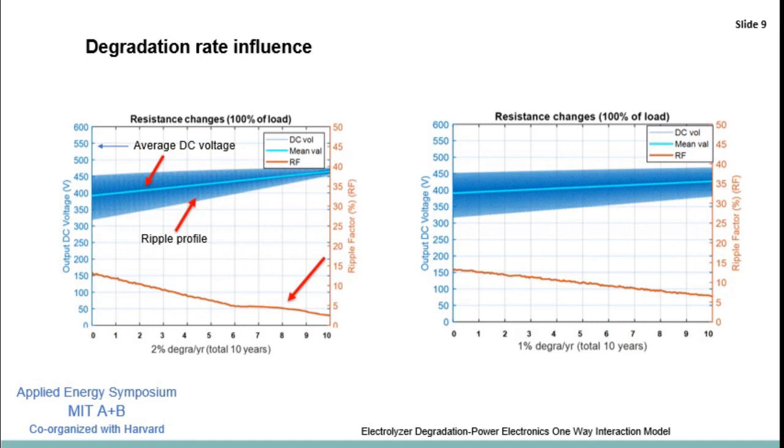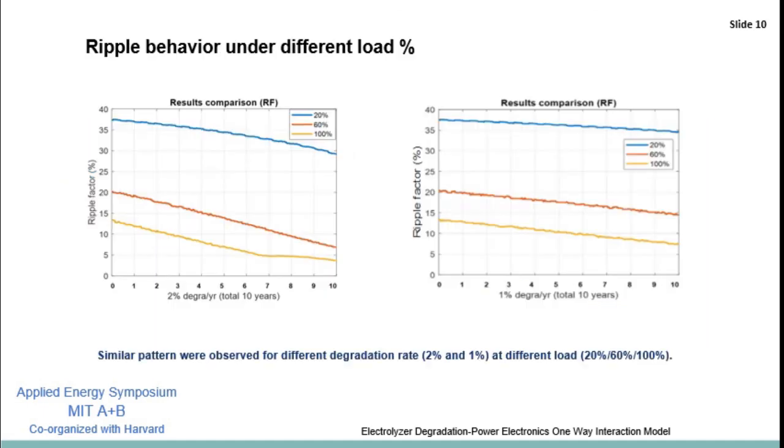And also for the 1% degradation rate system on the right side, a similar conclusion can be obtained, but we can see the ripple factor decrease is not as significant as at 2%. At the same time, we studied this ripple behavior under different loads, from 20%, 60% to 100%. As we can see, for both the 2% and 1% cases, the ripple factor decreases with time.